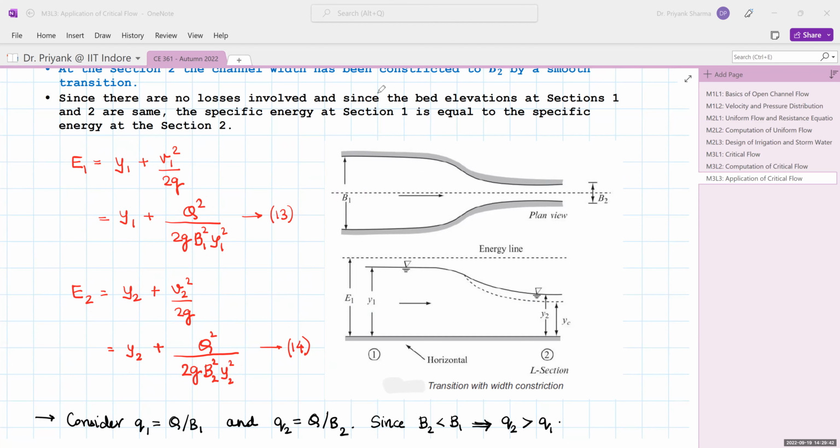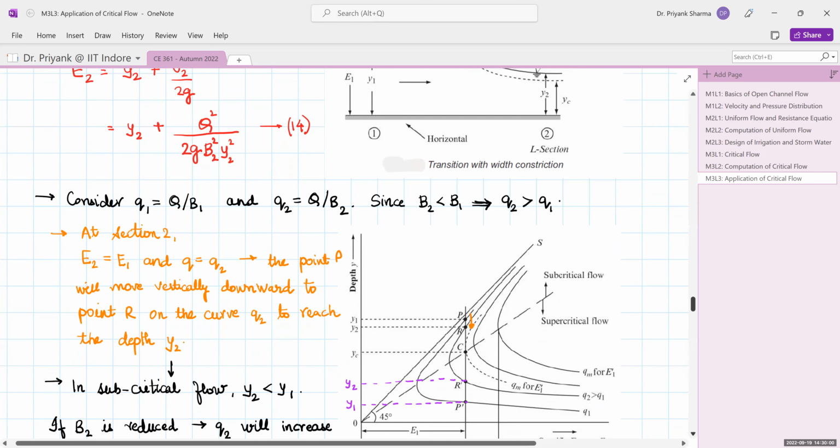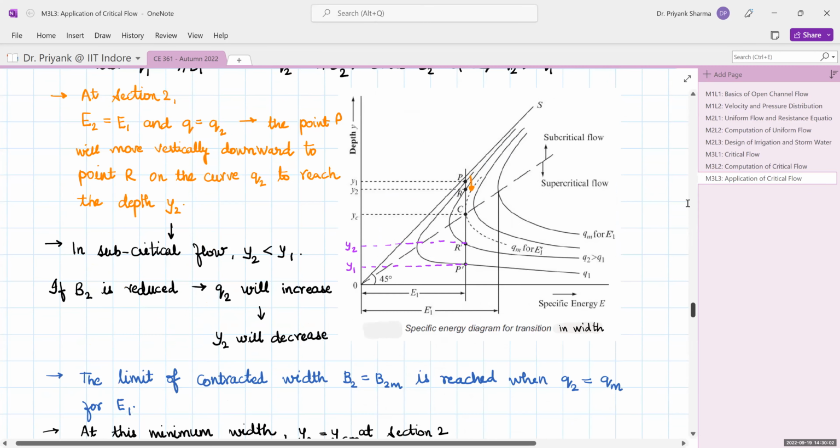Now we can substitute this, small q1 is equal to Q upon B1, and small q2 is Q upon B2. So since B2 is less than B1, q2 will be greater than q1. So the downstream width is smaller, so discharge per unit width will be naturally larger. Now let us understand the specific energy diagram, what changes happen.